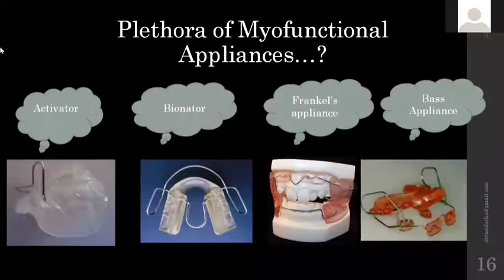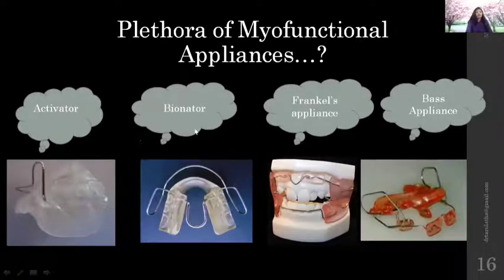Going ahead, we do have a plethora of myofunctional appliances. We have had many appliances throughout the various centuries. For example, the most prominent among them were the activator, bionator, Frankel appliances, Vase appliance, etc. But one thing common among all these is that they are a single unit.